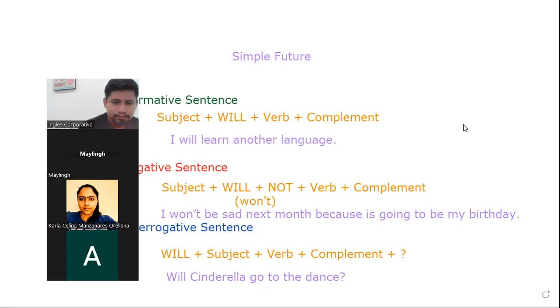In Cinderella, will Cinderella go to the dance, or...? Go to dance. Okay, so that's going to depend on what we're referring to, because if we are using it as a noun, it is correct. But if we're using it as a verb, then we must use dance.